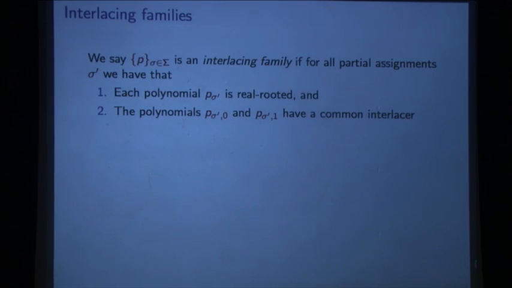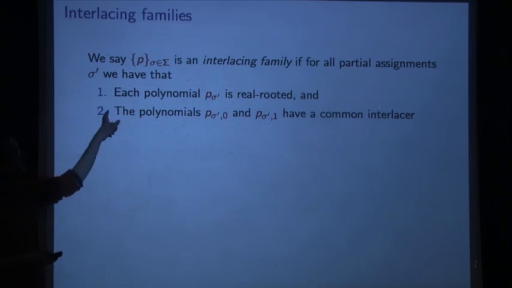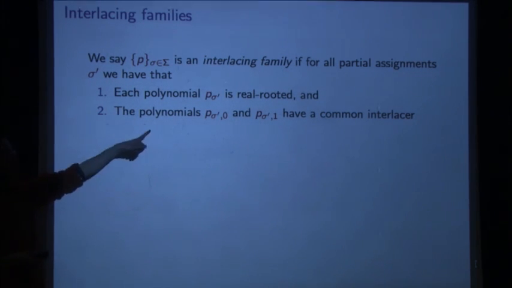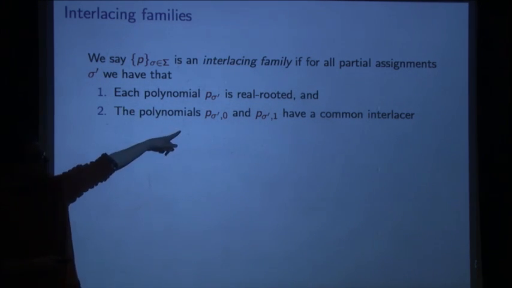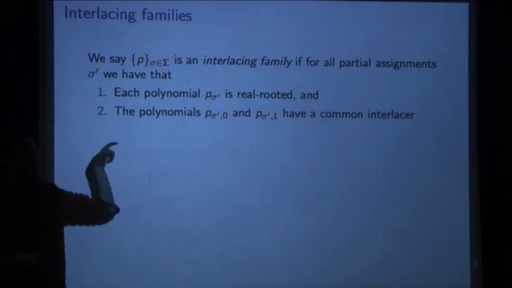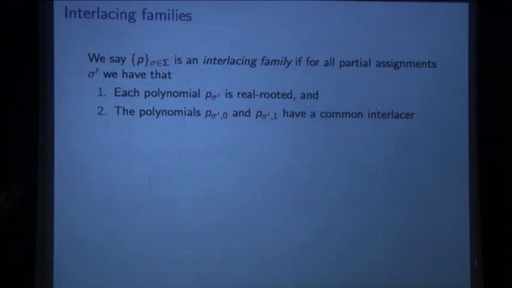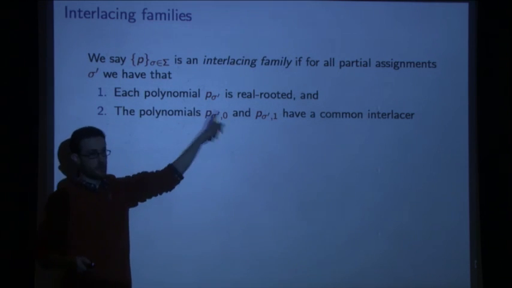Okay. So let me define interlacing families, and it's essentially exactly what we need in order to be able to do all of the things that we want to do. So we say that P, which is indexed by some sigmas, is an interlacing family if for all partial assignments sigma prime, each polynomial P sigma prime is real-rooted. So we need real roots for all of our polynomials. And the polynomials P sigma prime 0 and P sigma prime 1 have a common interlacer. And that allows us to relate the roots of this to this.